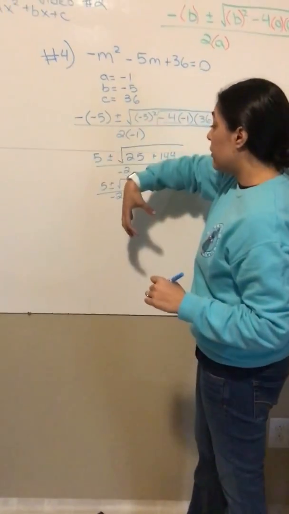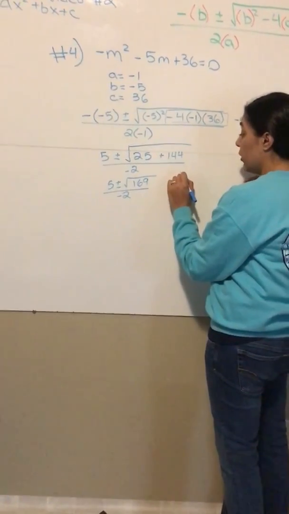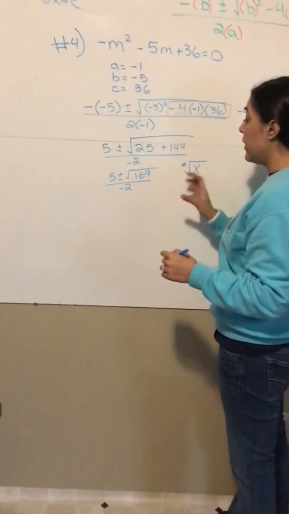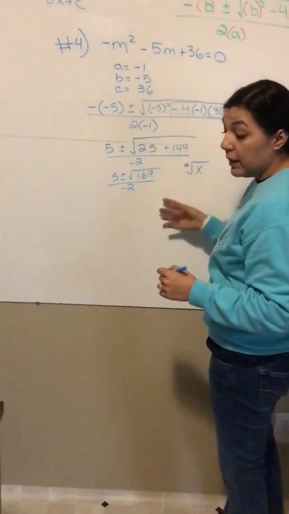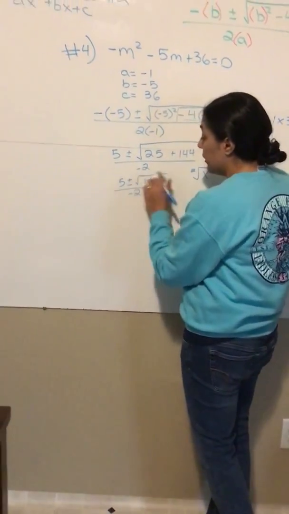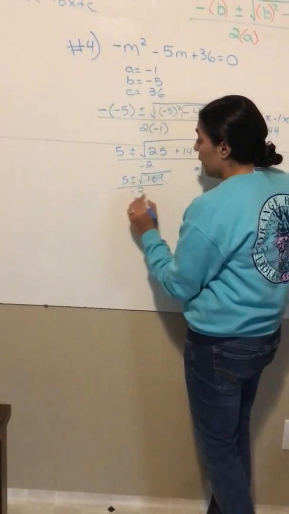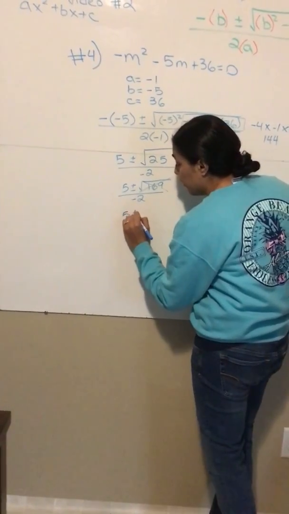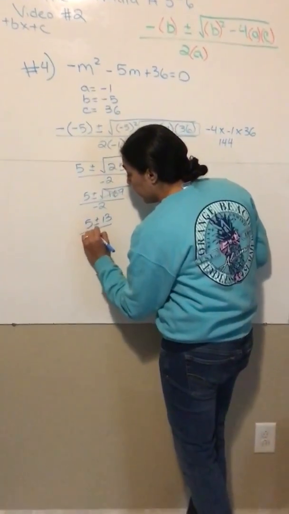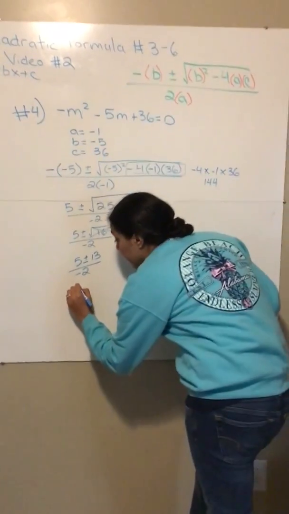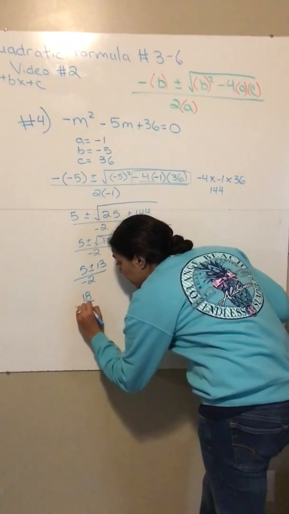And you have to make sure that you turn your phone sideways and look for this little button. So you're going to type in 169, turn your phone sideways and push this button, and it's going to spit out a 13 for this whole part. So you could cross this part off and now write 5 plus or minus 13 over negative 2. So 5 plus 13 is going to give you 18 over negative 2.